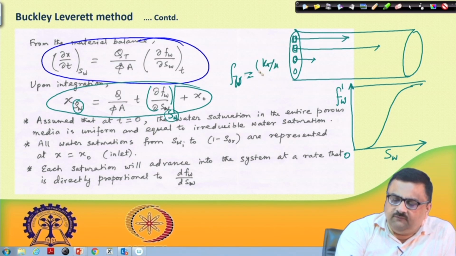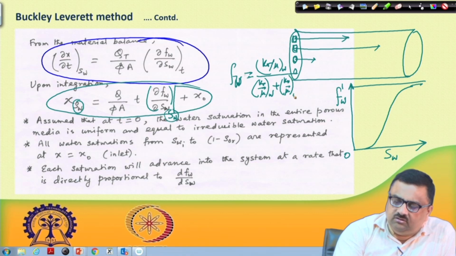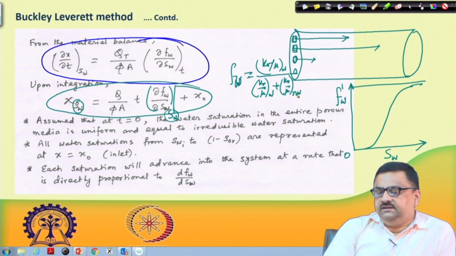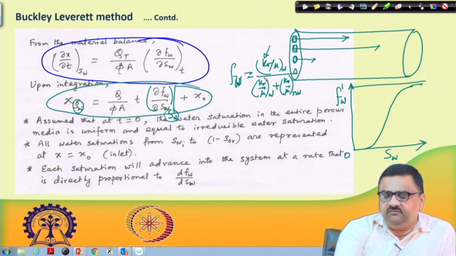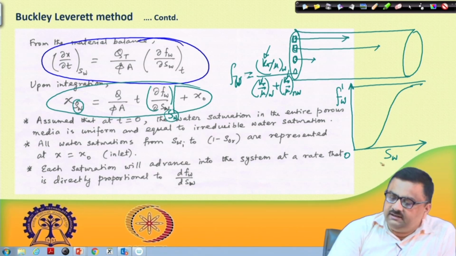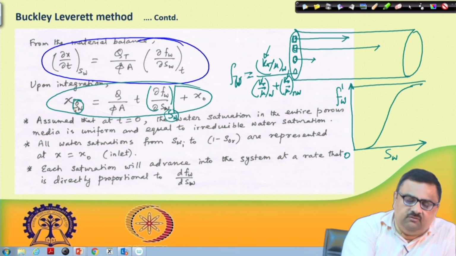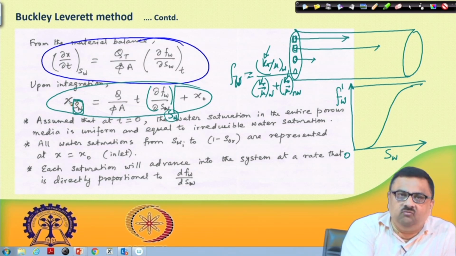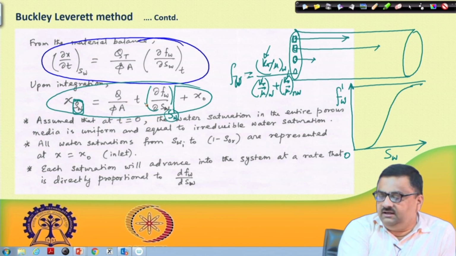The definition of fw is Kr by mu for the wetting phase, divided by Kr by mu for wetting plus Kr by mu for non-wetting. So, depending on the correlation that we put for Kr wetting and Kr non-wetting, we can find out how the fw versus Sw curve will come out. And then for any Sw that we are looking at, we can find what distance this Sw will travel in a given time t. So, we have to find the corresponding Sw.